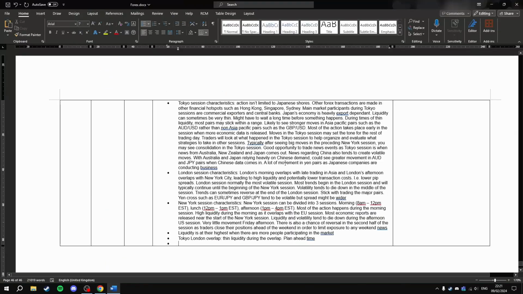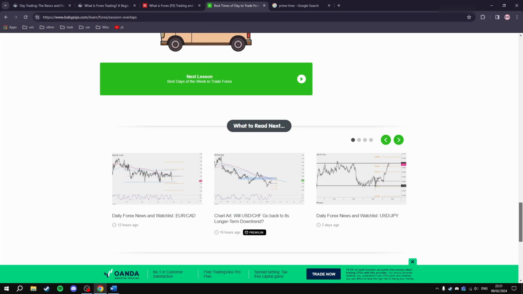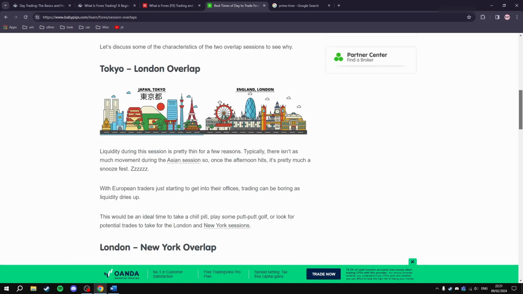London, New York overlap. Is there a New York, Tokyo overlap? No, probably not.